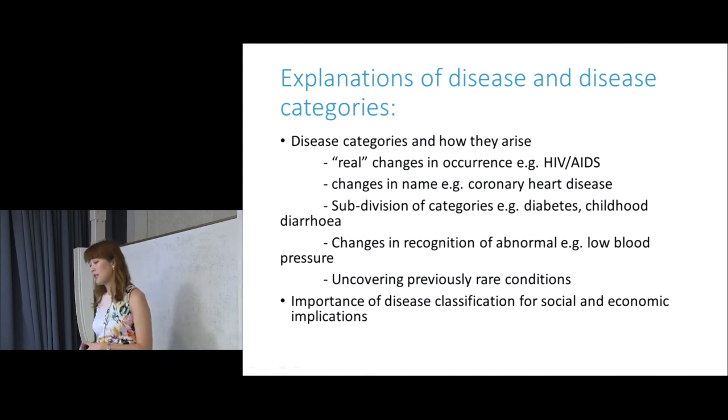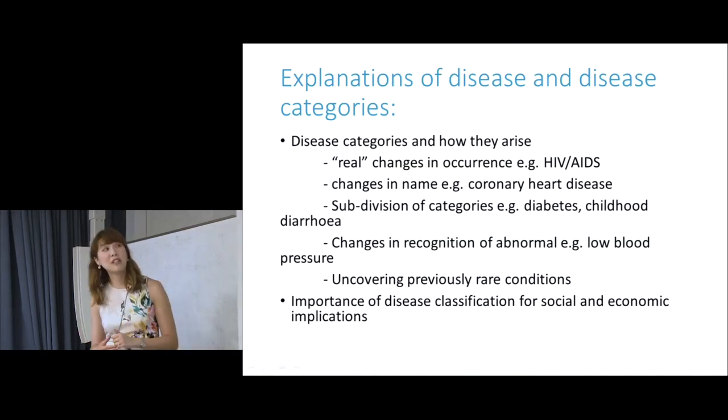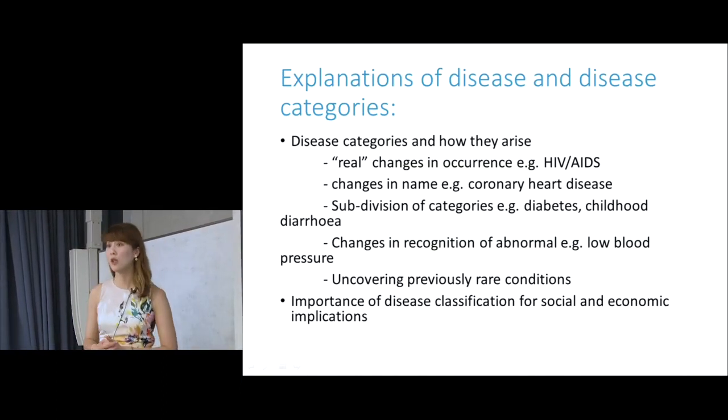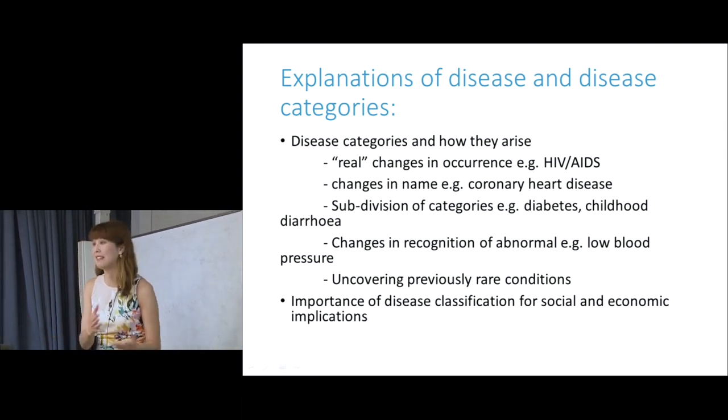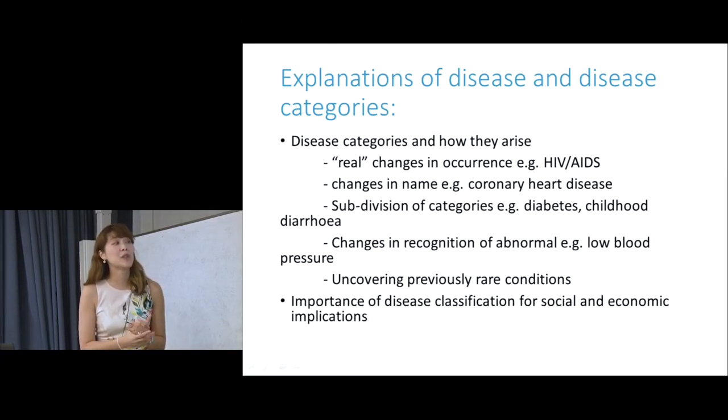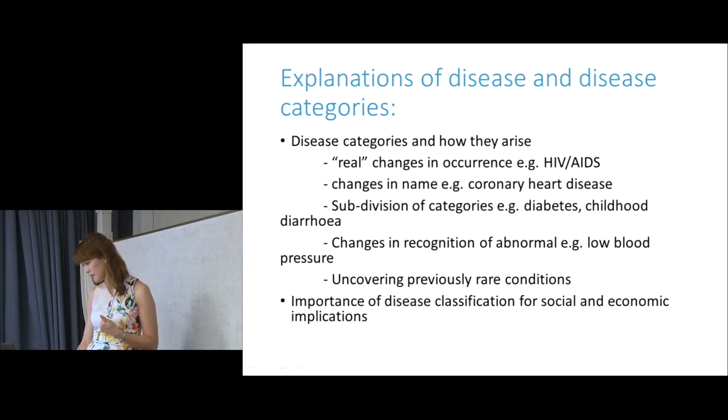So we also have changes in the recognition of abnormal. Not very long ago, Germany was still treating low blood pressure. If systolic was below 90, it was unhealthy, so they would raise it. It's interesting, isn't it? I don't know if Japan treats low blood pressure. But we're also uncovering previously rare conditions as well. We also talked about the importance of disease classification for socioeconomic implications.